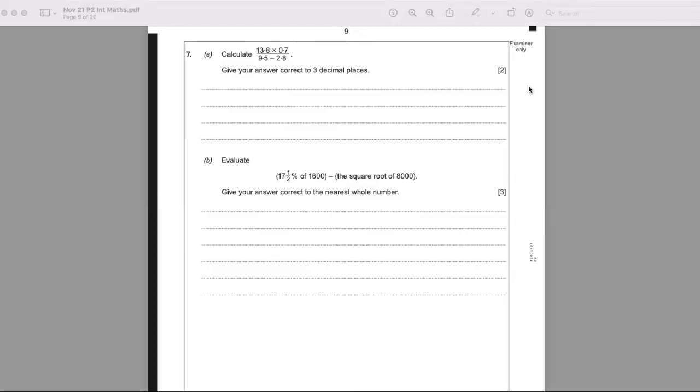Question 7a, calculate 13.8 times 0.7 over 9.5 take away 2.8. This is actually a really easy question that you need to make sure you can get all the marks on. 5 marks for both of them. All you've got to do is put that in your calculator under the fraction button like this, and just literally plug all the numbers in there. I'm going to do that here. Apologize again that I don't actually have that software, so I can't really show you.